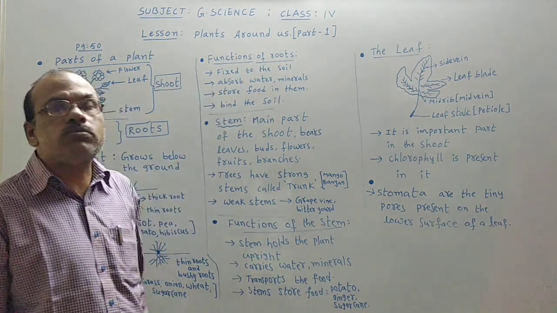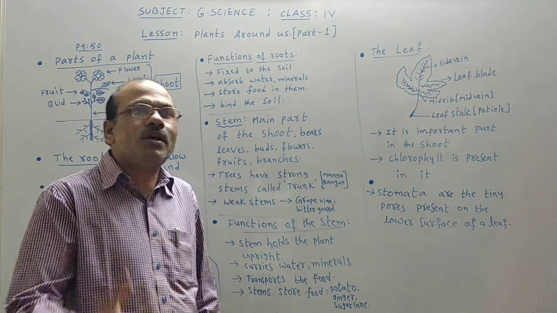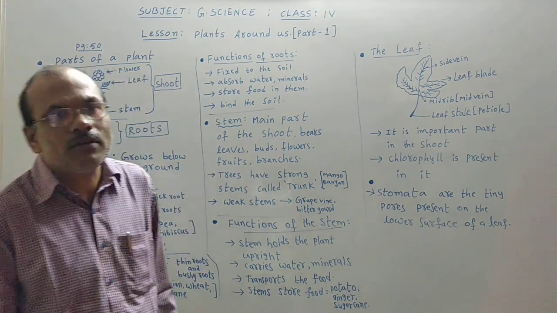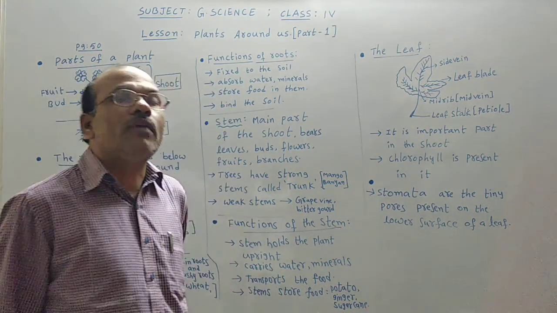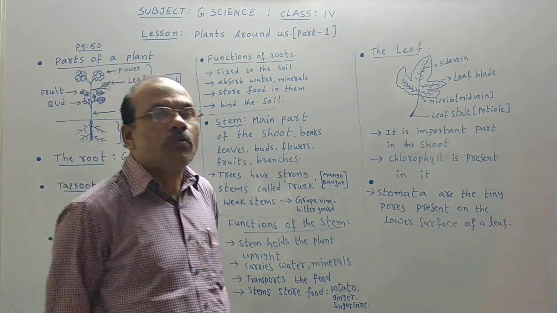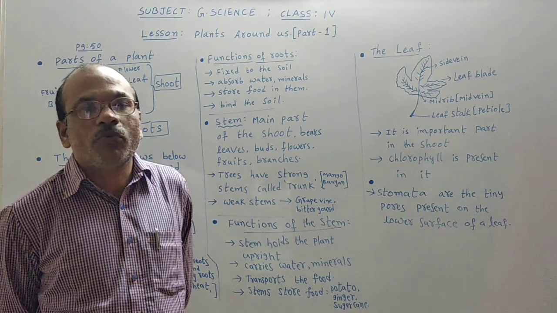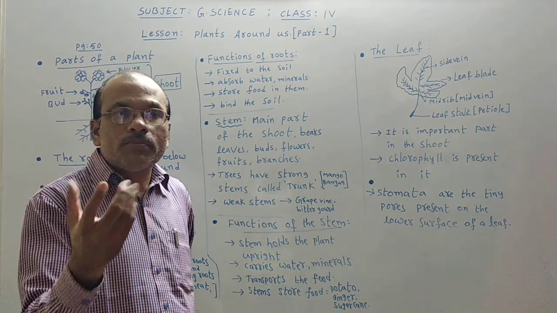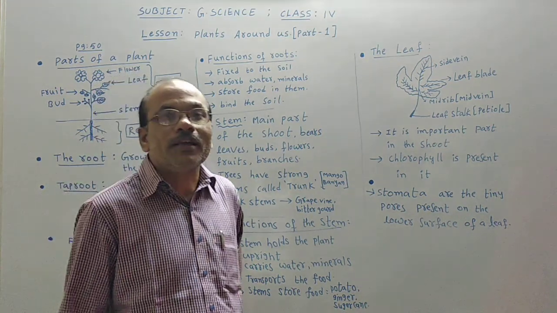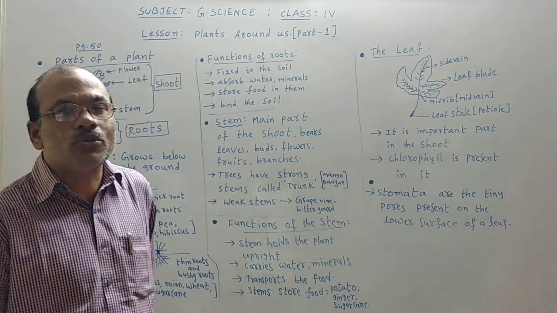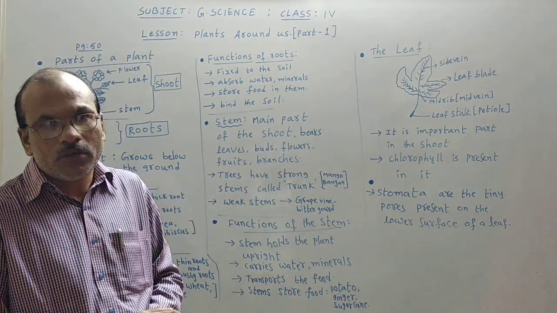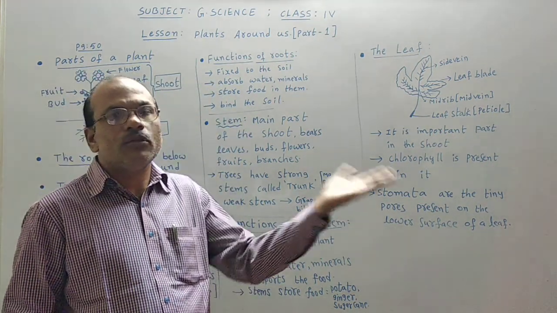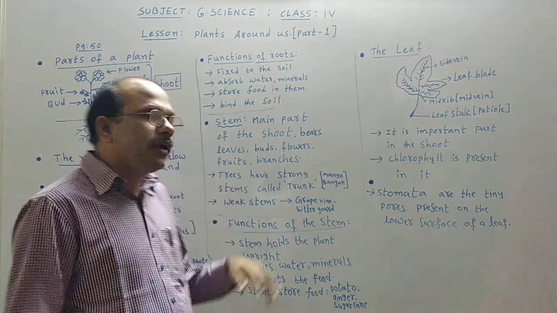Next, roots absorb water and minerals from the soil. We pour water to our plants. In our school also, our gardener used to pour water to the plants through the pipe, and then the water is absorbed by the roots only. Minerals are also absorbed by the roots only, and those will be carried to the stem and passed to the different parts of the plant, like the leaves. Okay, that is the second one.